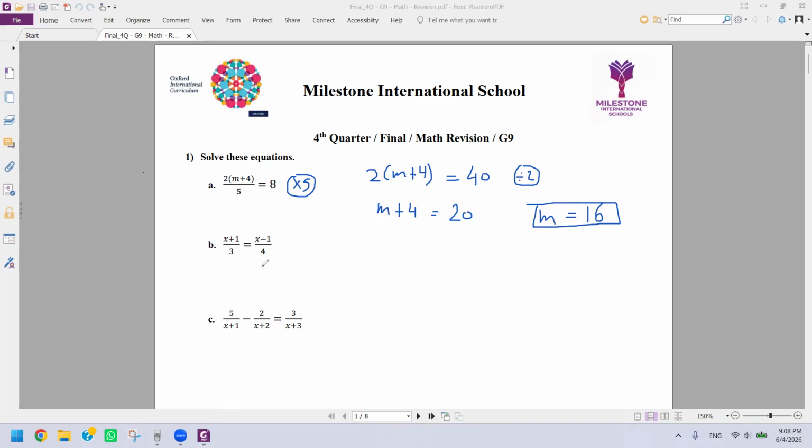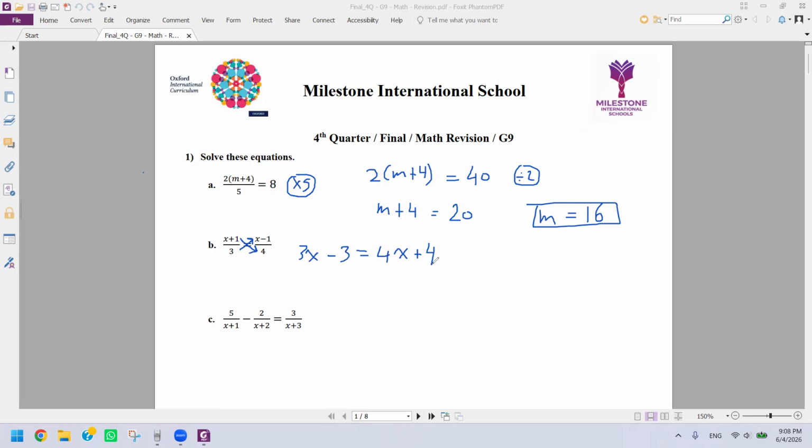The next question we have is (x plus 1) over 3 equals (x minus 1) over 4. Here we have a fraction equal to another fraction. So the easiest way to get rid of the fractions is to do a cross multiplication. So first let me do 3 times x and 3 times minus 1. So 3 times x is 3x. Then 3 times minus 1 is minus 3. This is equal to, now I'll multiply 4 by x, 4 by 1. 4 times x, 4x, plus 4.